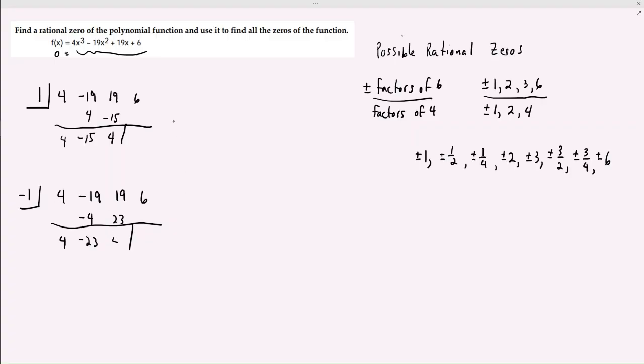That's way too big, so scrap 1 and negative 1. I'm going to pass on and just try the integers instead of the... If we have to get back to those, we can. So let's start with the 2.